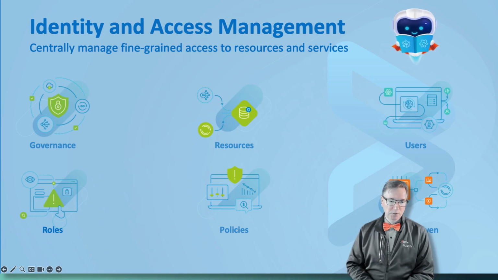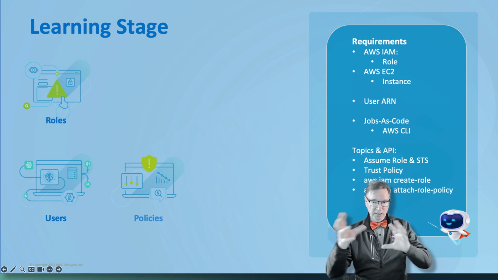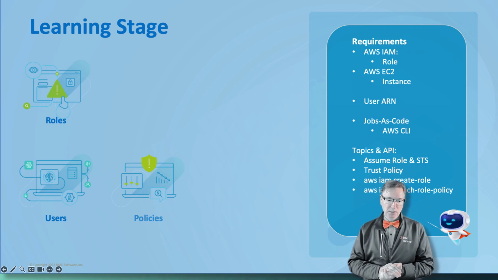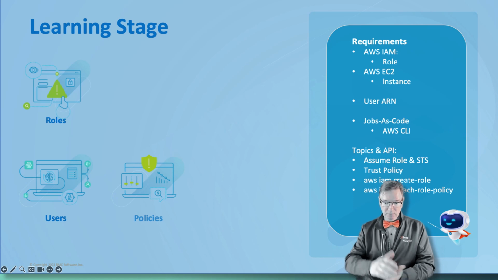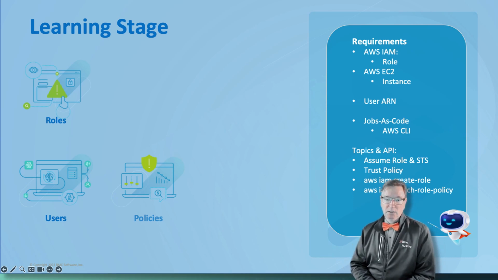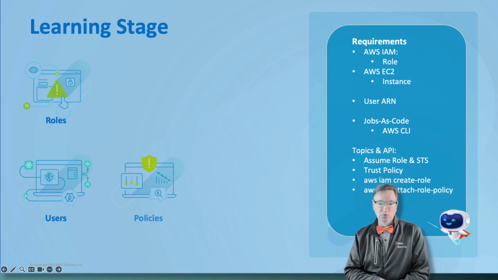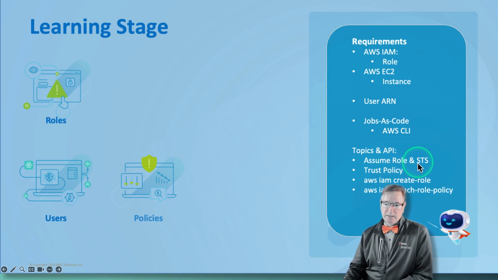We will continue with the roles at this moment and take a look at how roles, policies, and users interact with each other. Here we focus on 2 aspects. One would be a role that represents the user's permission level, and a role that can be assigned to the EC2 instance in order for us to allow to switch or to assume roles. The topics that you need to look into are assume a role and STS.